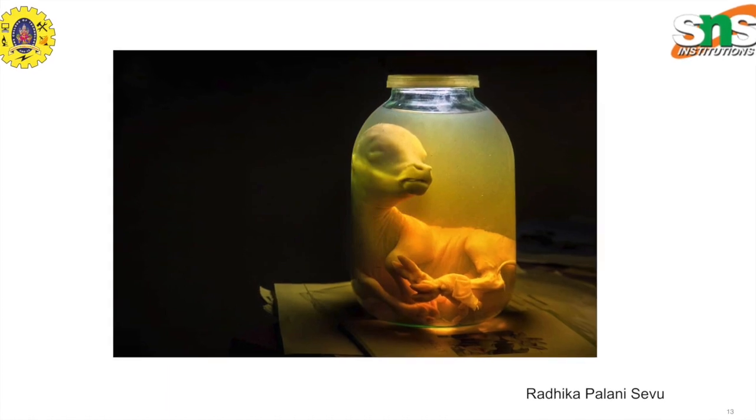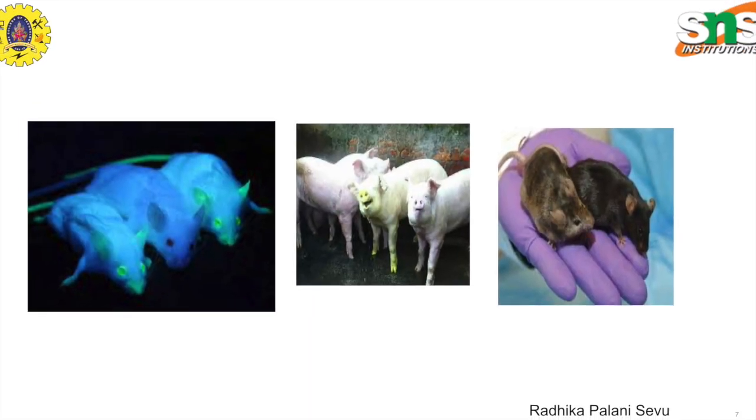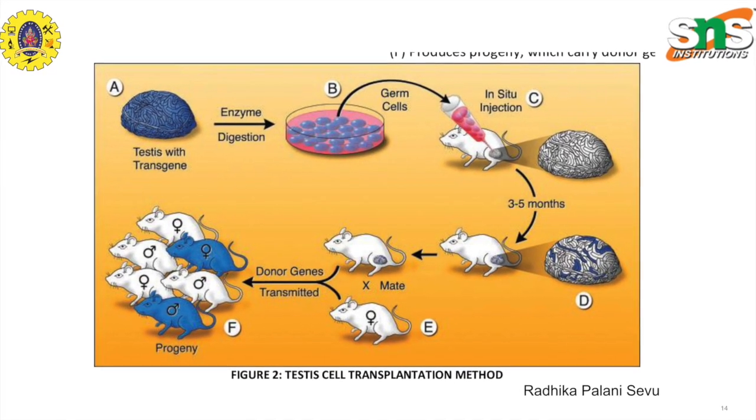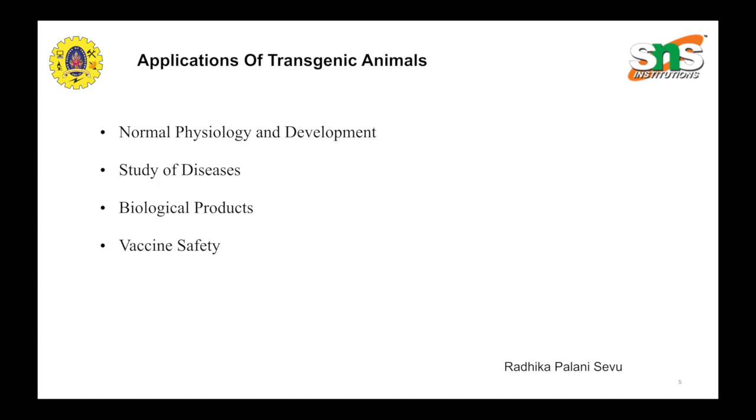Transgenic animals are also used as model organisms for testing the safety of vaccines before they are injected into the humans. This was conventionally done on monkeys.